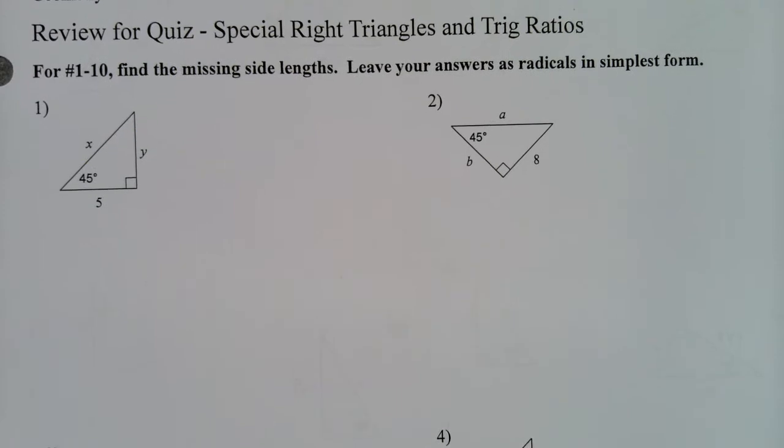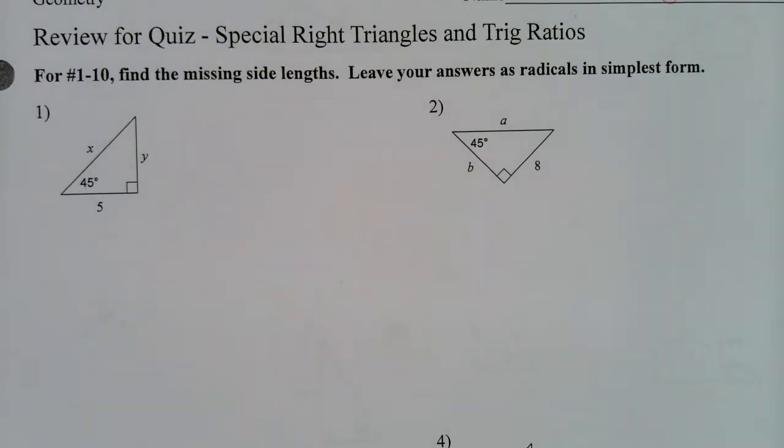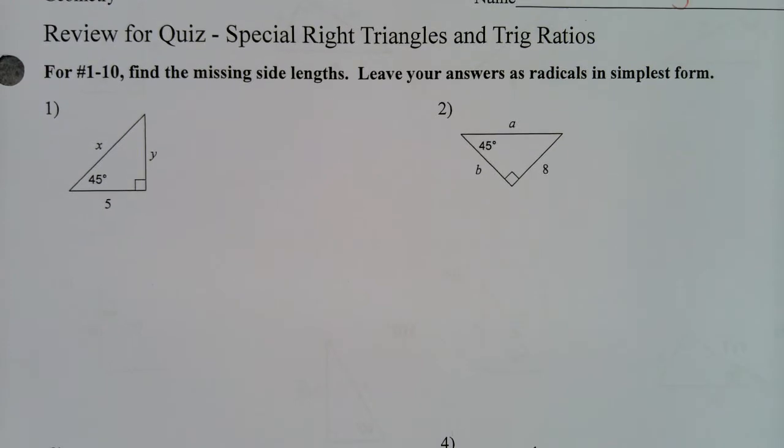So the first half of this quiz is on the special right triangles, the 45, 45, 90 triangles and the 30, 60, 90 triangles. And you know that because the question says leave your answers as radicals in simplest form. It's not the trigonometry because that gives you decimals.